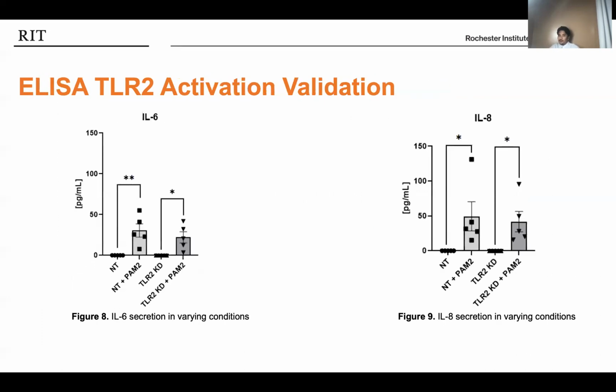Now, to validate TLR2 activation, we look at the IL-6 and IL-8 from our ELISA data. Since these are commonly secreted with TLR2, we use IL-6 and IL-8. So if there's a significant increase compared to the control, we can say that TLR2 was activated. For these results, for both non-targeting and TLR2 knockdown, we can see an increase in IL-6 and IL-8 secretion, which implies that TLR2 is activated.